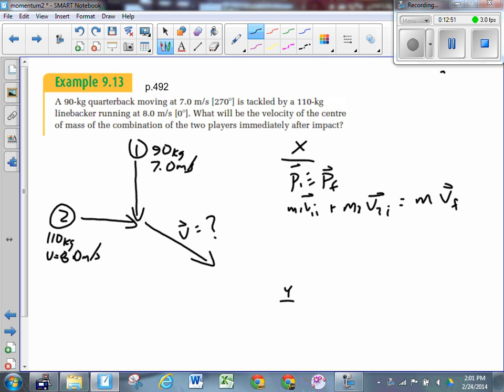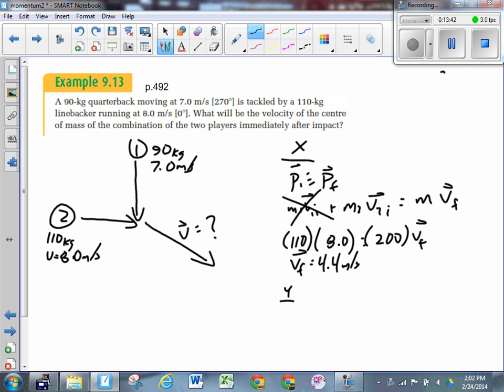m1 is 90 kilograms. What's v1i? Okay, so what's v1i? For the x component. How much of that 7 is across the x component? How much of that 7 meters per second is this way? Anybody have that answer for me? 0, none. So we're going to say this is 0. m2 is 110. v2i is 8.0. The combined mass is going to be 200. Multiply that by vf. Let's say 110 times 8 is going to be 880 divided by 200 is 4.4. Is that right?